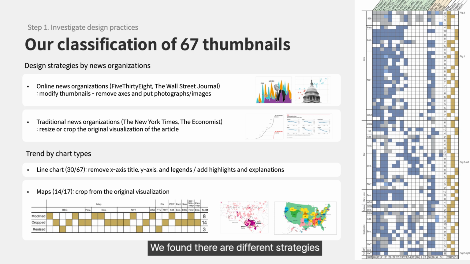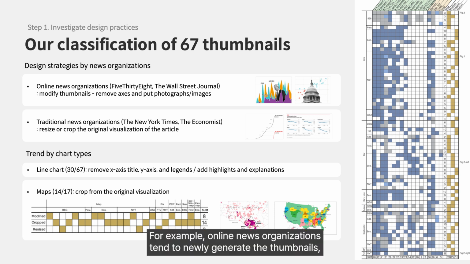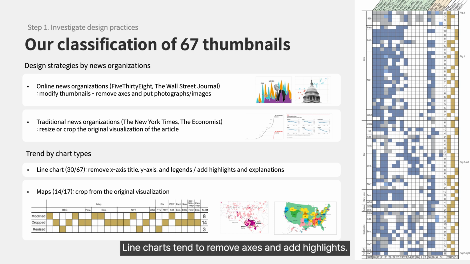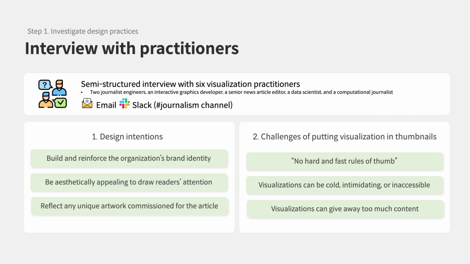We found there are different strategies by news organizations and by chart types. For example, online news organizations tend to newly generate the thumbnails while traditional ones resize or crop the original chart. Line charts tend to remove excess and add highlights.